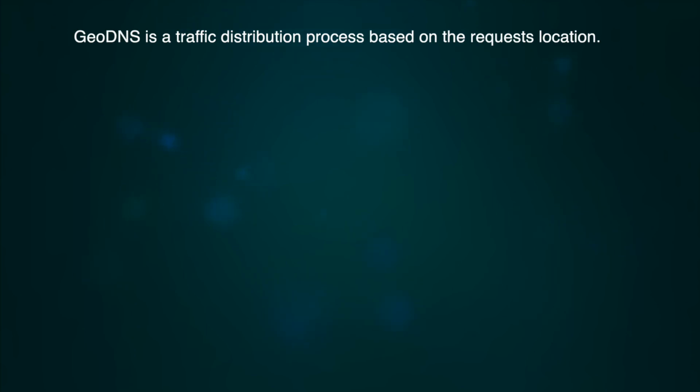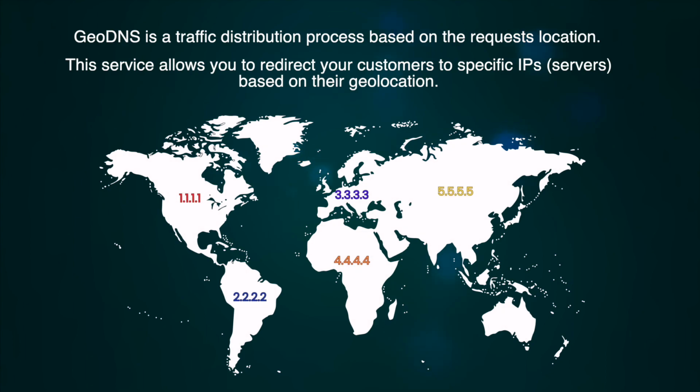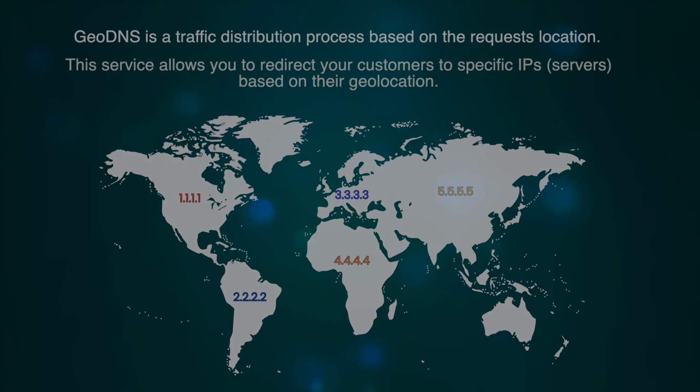GeoDNS, or Geographical Domain Name System, is a traffic distribution process based on the request's location. It is also called Traffic Director or Global Traffic Director. This service allows you to redirect your customers to specific IPs, servers, based on their geolocation. Using GeoDNS service, you can efficiently optimize traffic to domains through the use of geographical-based routing.